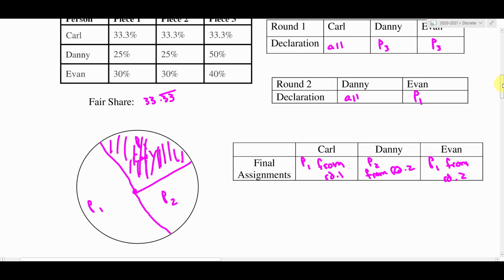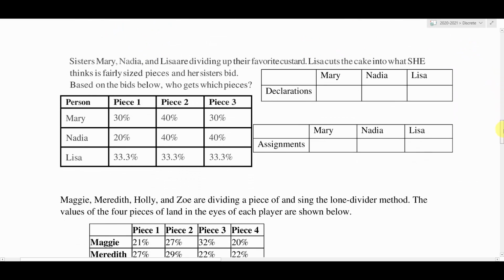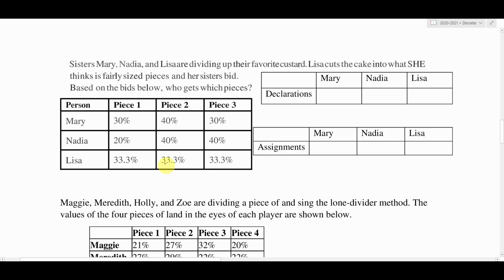Okay, let's do another one. Okay, so another one, we've got sisters Mary, Nadia, and Lisa, and they are dividing up their favorite custard. Lisa cuts the cake into what she thinks is fairly sized pieces and her sister's bid. So we can see Lisa's divisions here. She values each slice of cake at exactly 1/3 or 33.33%.